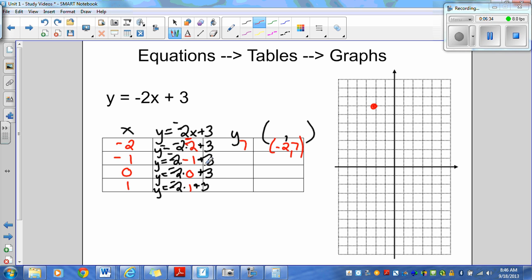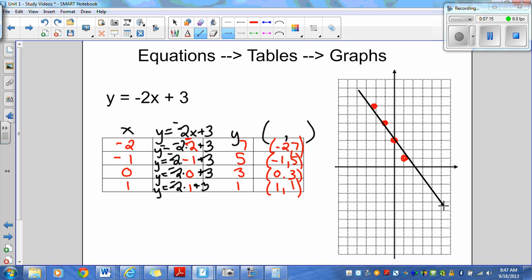The next one is negative 2 times negative 1, which is positive 2, plus 3 is 5, so you get negative 1, 5. To the left 1 and up 5. Already I'm noticing I'm going down from left to right. Let's see if that trend continues. Negative 2 times 0 is 0, plus 3 is 3, so 0, 3. And then the last one, negative 2 times 1 is negative 2, plus 3 is 1. So I get the point 1, 1.